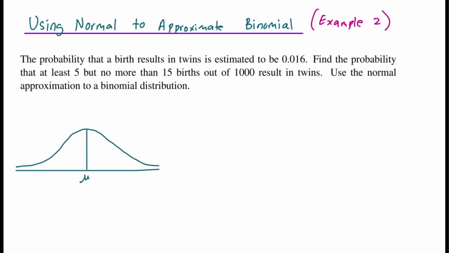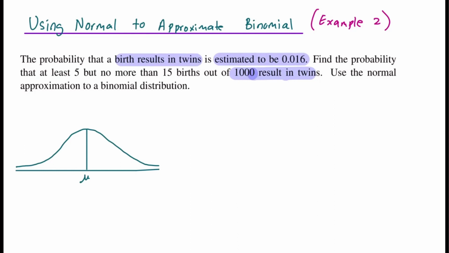We know binomial is a distribution that satisfies the following conditions where we have n number of trials. For example, in this problem, we're looking at 1,000 births, and we're looking at results in twins. So that is your number of trials. And we're also trying to look at the probability of success of this event. So the probability that a birth results in twins is estimated to be that. So we have a success of the event, and the failure will be the complement of 0.016. So once these criteria are satisfied, that's a binomial distribution.